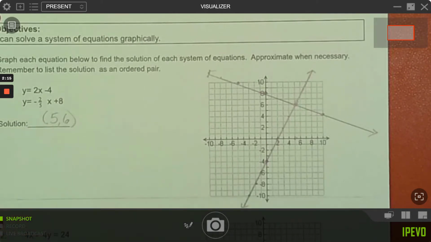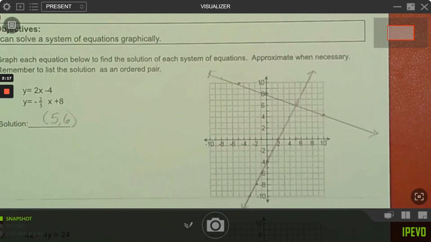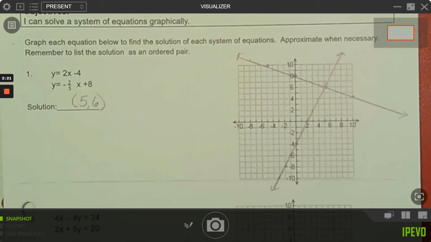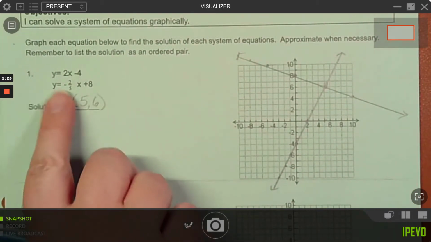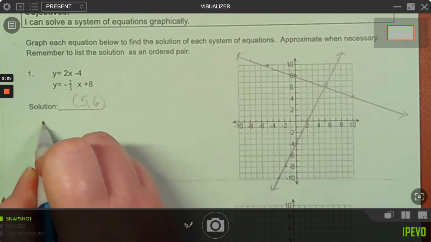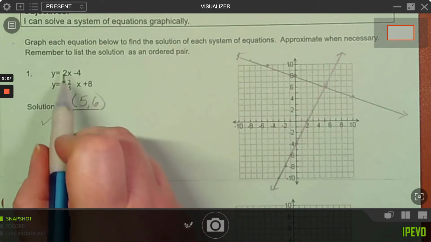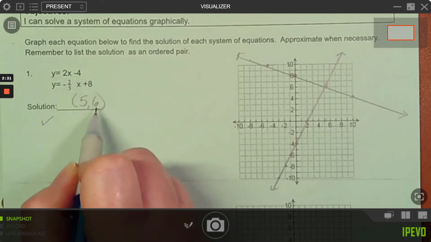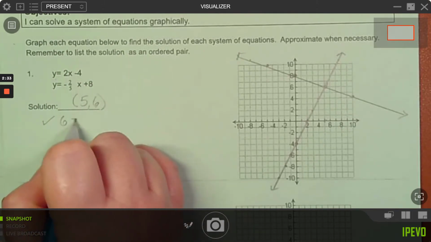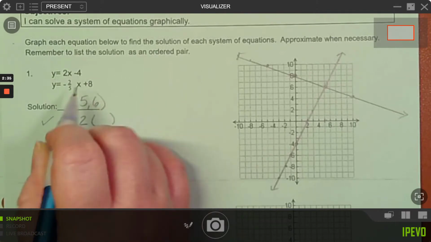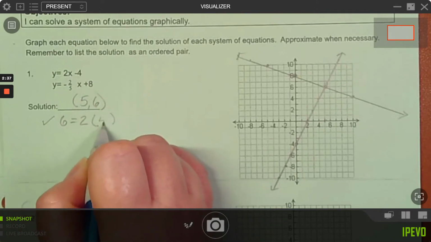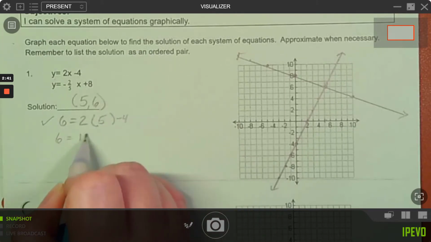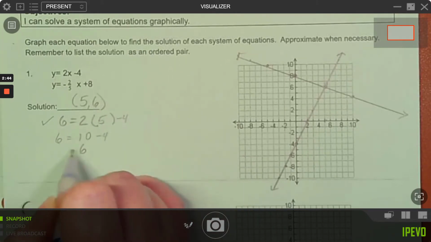And if we were taking a test or quiz and we wanted to make sure that we have the equation correct, we will do a check step by substituting. So let's go ahead and do that because that's good mathematical practice. y equals 2x minus 4. Instead of y equals, we're going to sub in 6 equals. Instead of 2 times x, we're going to sub in 5. So 2 times 5 minus 4. 2 times 5 is 10. 10 minus 4 is 6.